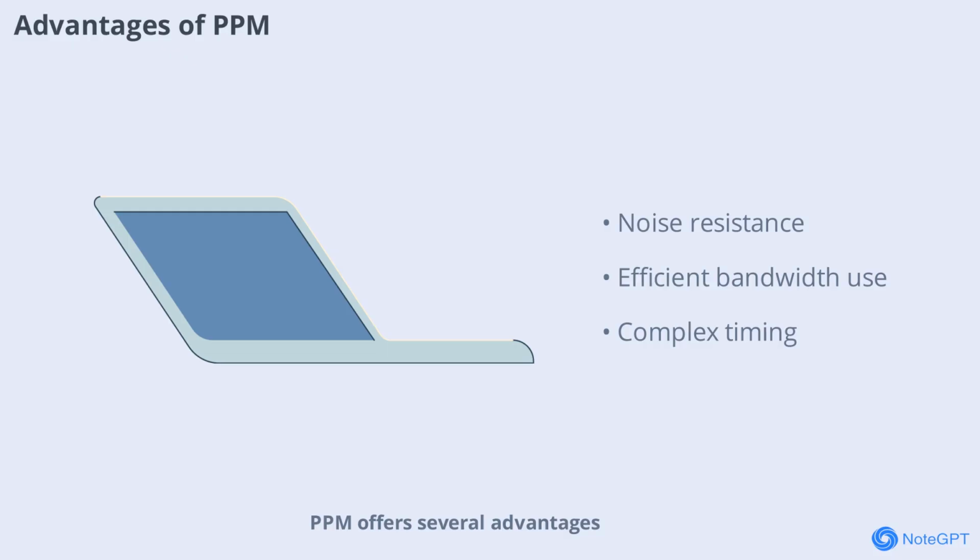PPM offers several advantages, including strong resistance to amplitude and width noise. This makes it particularly useful in environments where signal integrity is a concern. PPM also allows for efficient use of bandwidth, as pulses can be closely spaced without overlapping. However, the need for precise timing can make implementation more complex compared to other modulation methods.